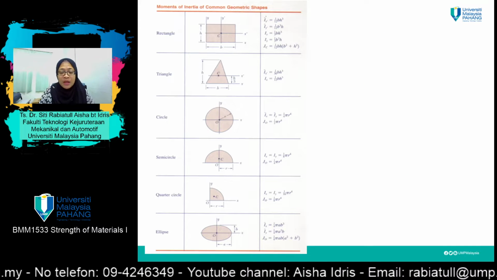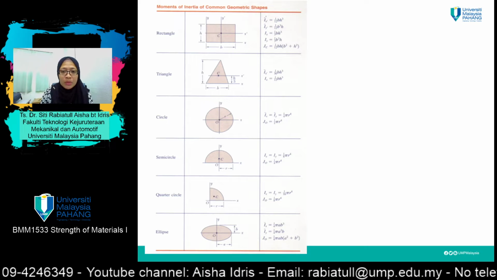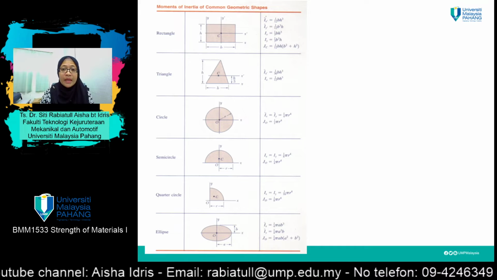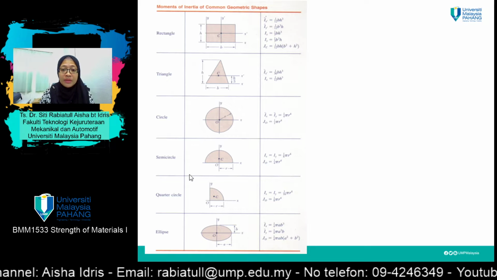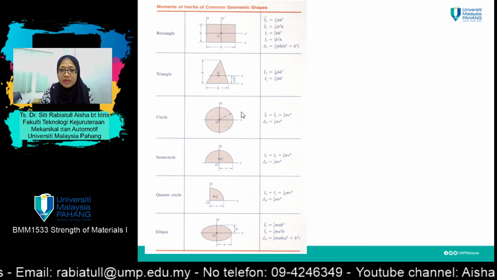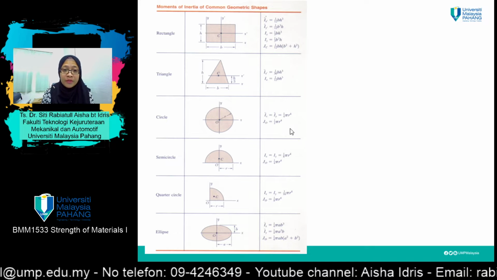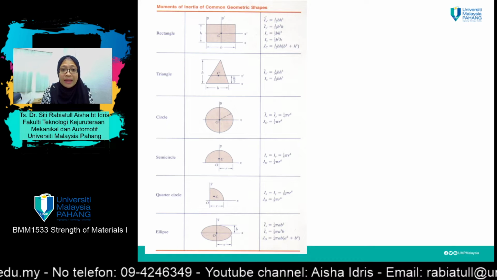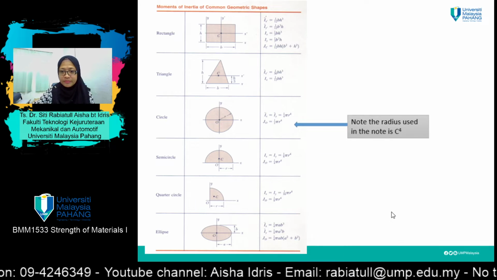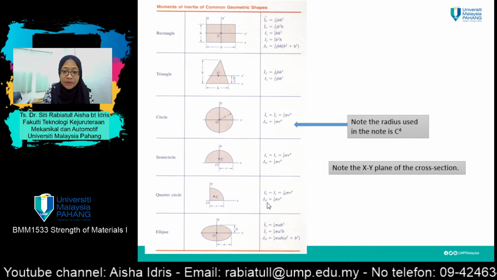And you see, torsion is not only applied to circular members. There are other shapes other than circular, which are rectangle, triangle, semicircle, quarter circle, ellipse, and so on and so forth. And if you notice from this table, this one uses R instead of C in calculating the value of polar moment of inertia. This table can be found in your reference book.